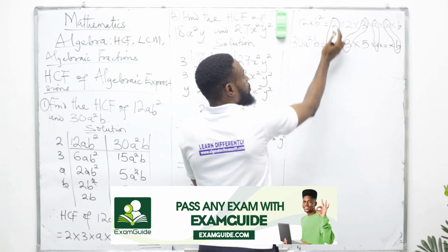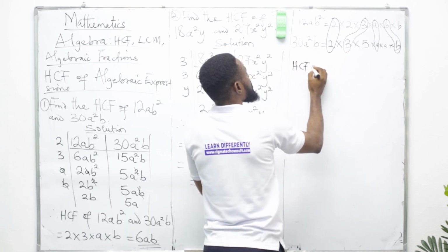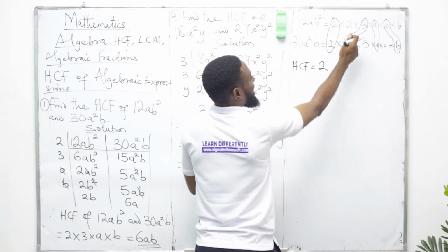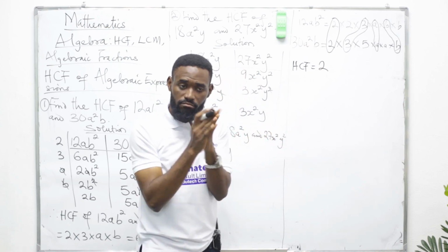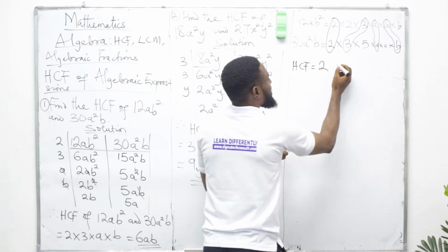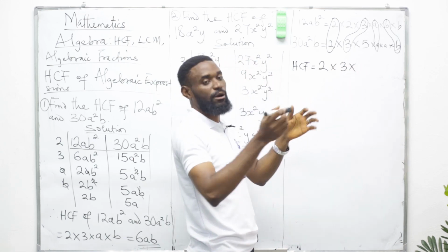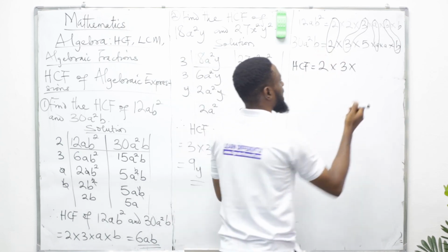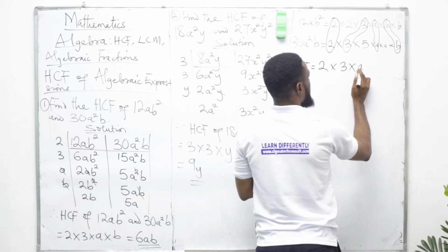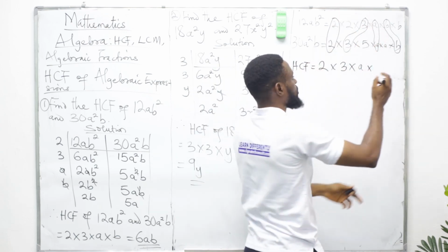Okay? So we say the HCF of this, we mean this 2 here, right? This is a common factor. So we say HCF is equal to 2, these two, then another number that we merge together is 3. So we say times 3, times another expression or letter that we merge together, which is A. So times A, times another one that we merge together again that has common factors in the two, which is B.